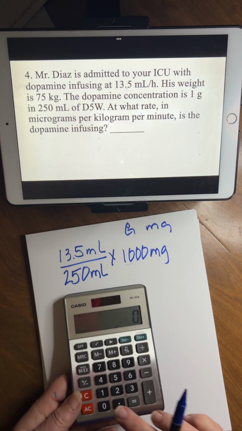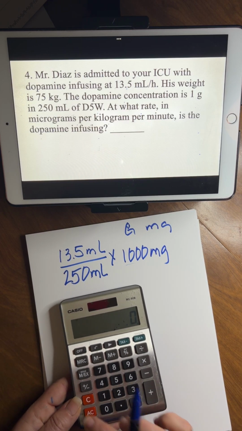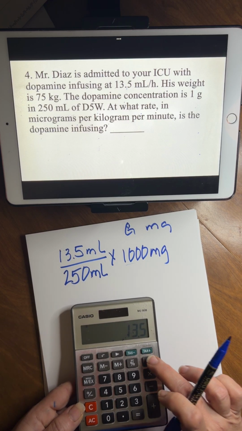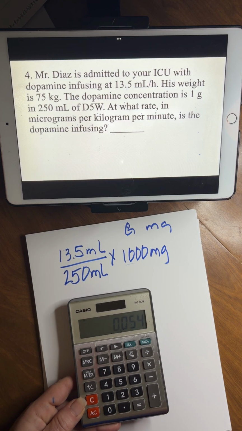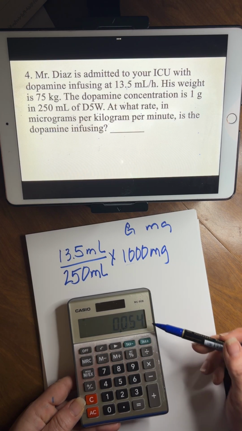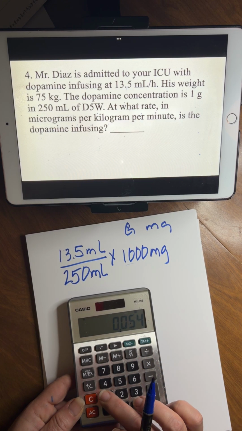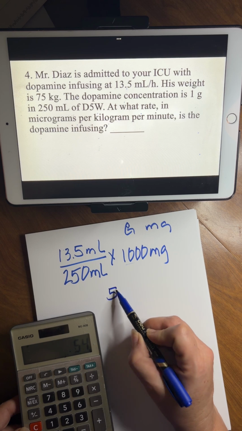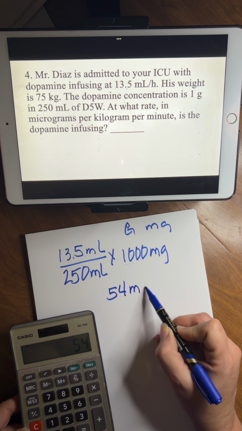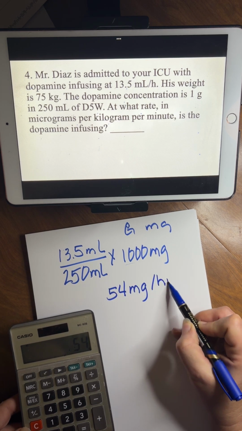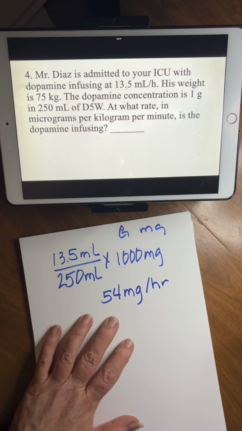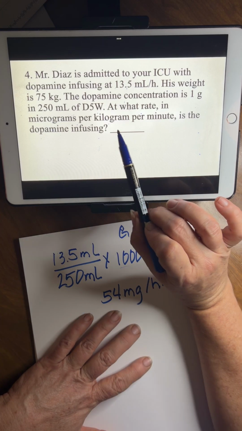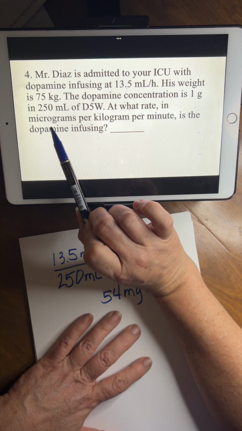Okay. So we're going to do 13.5 divided by 250. Don't even look because you're not done. Times 1,000 equals 54 milligrams per hour. Okay? And you know Ethel wants micrograms.